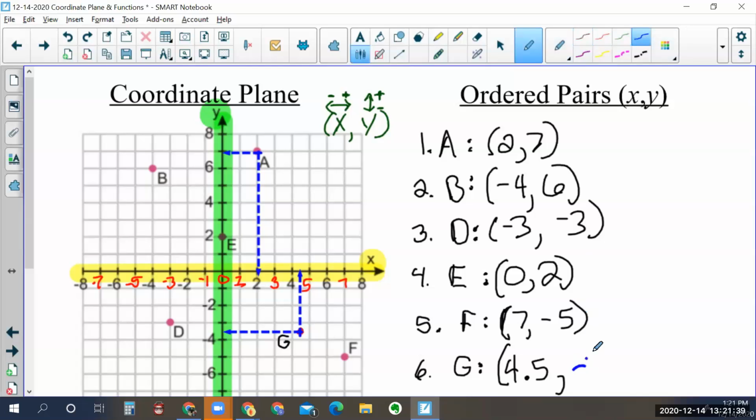This time it's -3.5. Oh well, meant to do it in black, but I guess we'll just have to live.